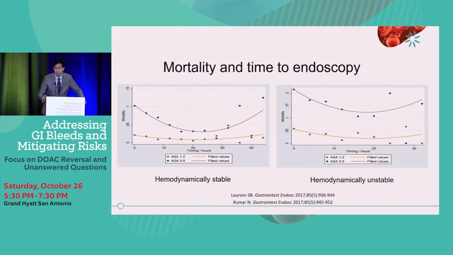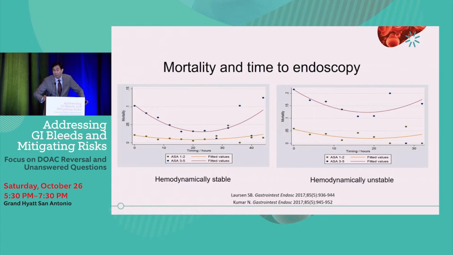So why do I say this? Because of this slide, which I find pretty important. This was a study that was published in GIE in 2017. They were looking for the so-called golden time of endoscopy. When is the best time to do the endoscopy that has the lowest mortality? The graph on the left is the patients who have hemodynamically stable bleeding. The graph on the right is the patients with hemodynamically unstable bleeding.